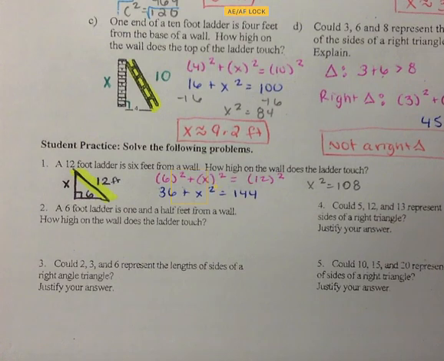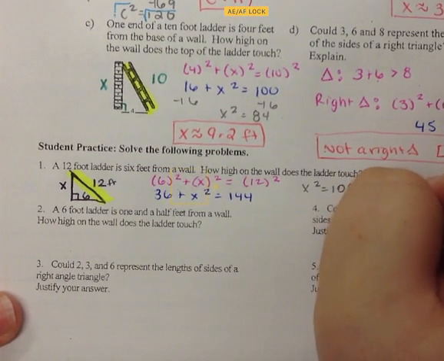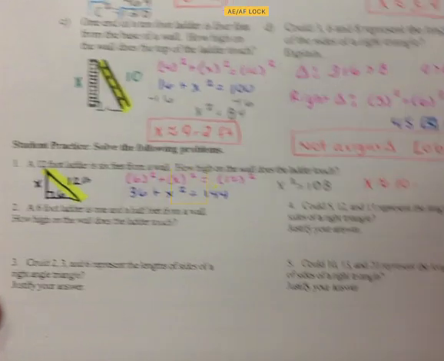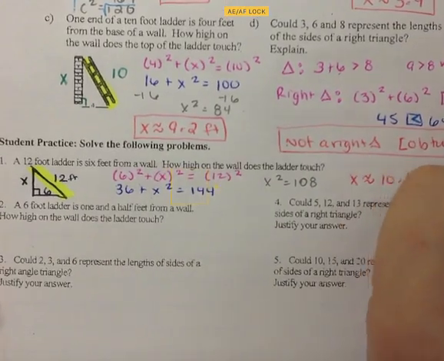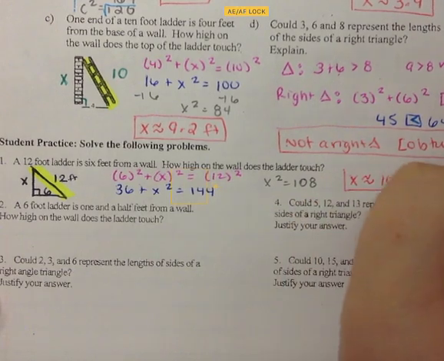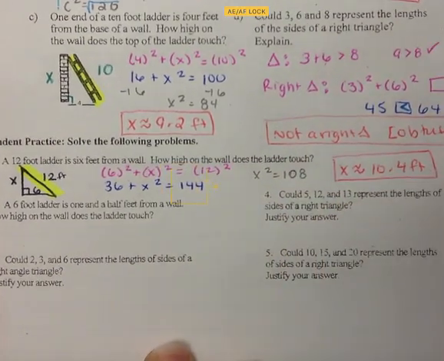So to the nearest tenth, if we take the square root of 108, we have x is approximately 10 4/10 feet on the wall. That's how far up the ladder reaches. 10 4/10 feet on the wall.